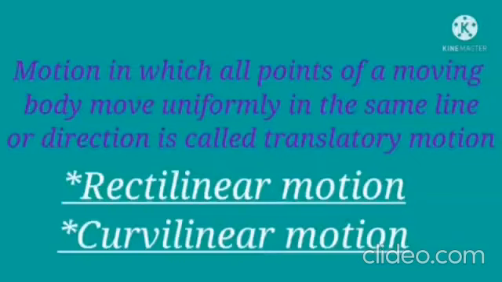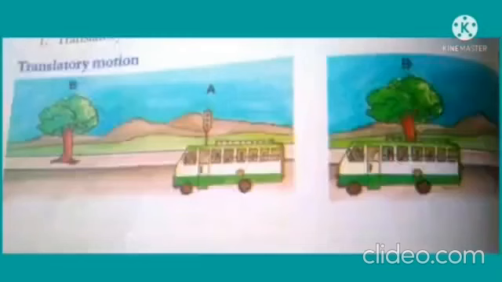If a body in translatory motion moves along a straight line, then the motion is called rectilinear motion. If a body in translatory motion moves along a curved path, the motion is called curvilinear motion. Students, observe the picture of translatory motion. A bus moving along the road, and all vehicles are moving along the road on a straight line.